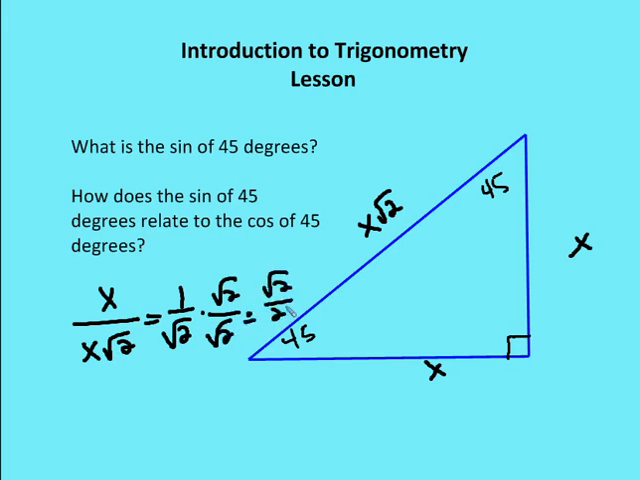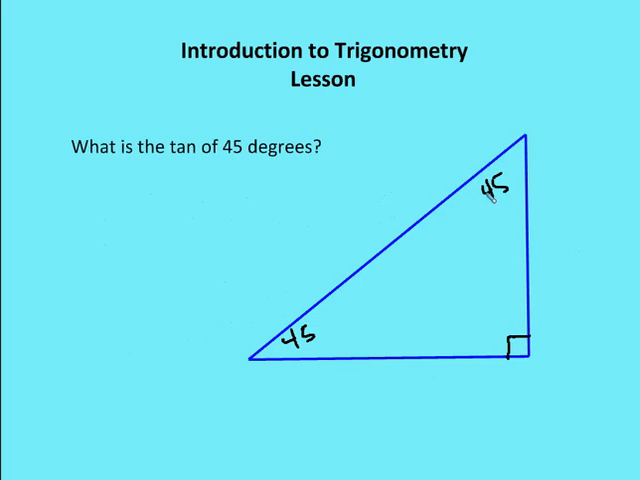Now the cosine of 45 degrees is going to be the adjacent side, or x, over, and it doesn't matter which angle you're talking about. It's going to be the adjacent side over x root 2, and it's going to be the same as sine of 45. So cosine of 45 and sine of 45 are the same value. You can try that out in your calculator, and you'll end up with the same value.